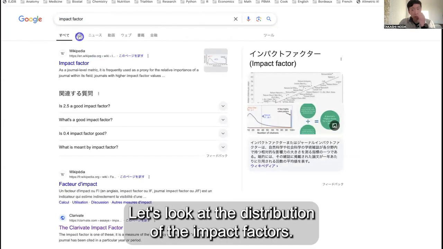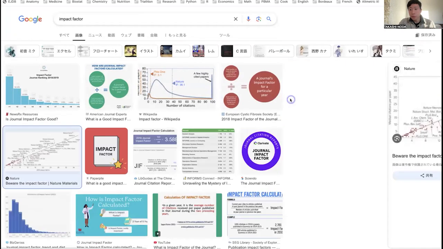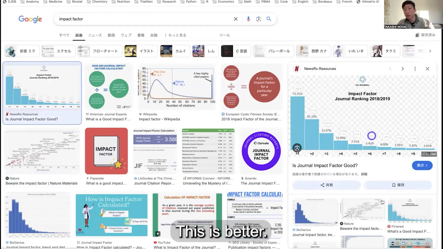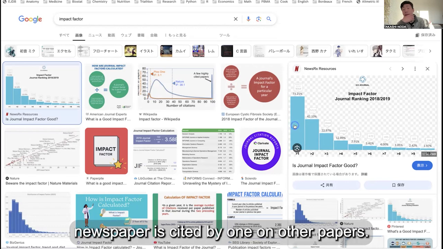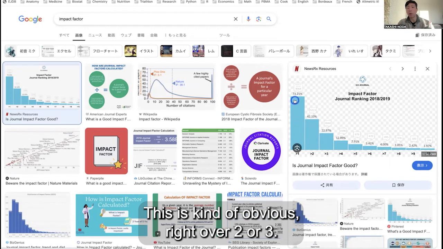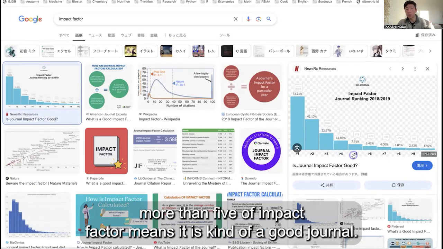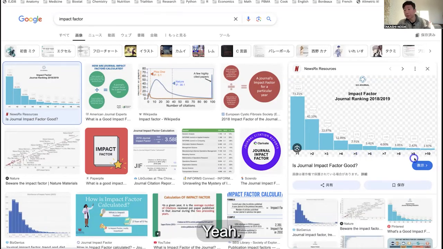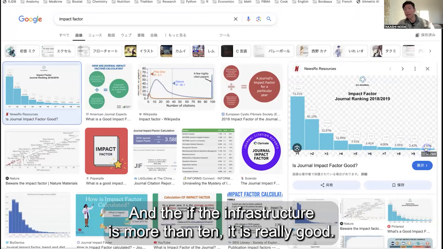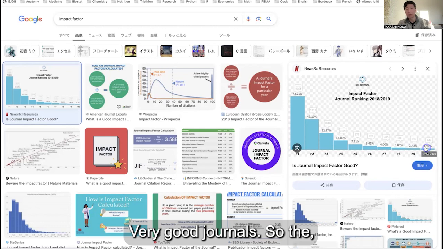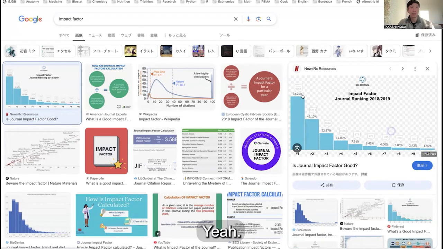Let's look at the distribution of the impact factors. Yeah, this is better. Most of the papers fall into this category. Impact factor is around 1. So on average, each paper is cited by one other paper. This is kind of average, right? Or 2 or 3. So as I said, an impact factor of more than 3 or 5 means it is kind of a good, highly reputed journal. And if the impact factor is more than 10, it is really good. The garbage papers never show up in these journals. You can trust that.